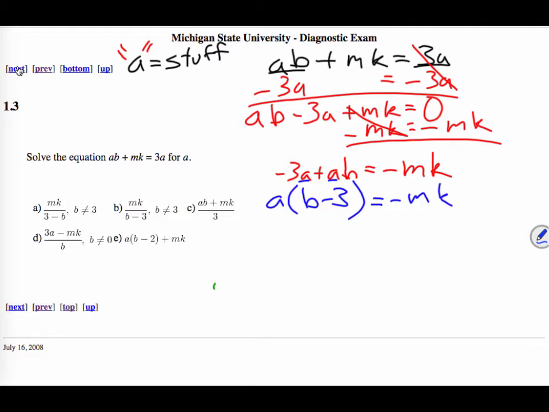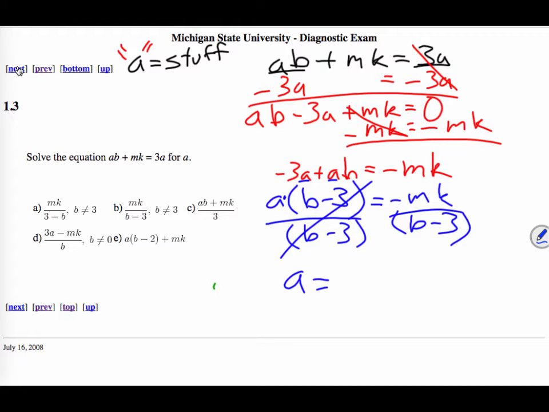So now, this is A times the quantity B minus 3. B minus 3 actually represents a number because B represents a number. B minus another number is a number. So I'm going to divide by this whole thing, B minus 3. And what I do is I'm going to do that on both sides. These cancel to 1, right? B minus 3 divided by B minus 3 is 1. 1 times A is A. And A is equal to negative MK over B minus 3.